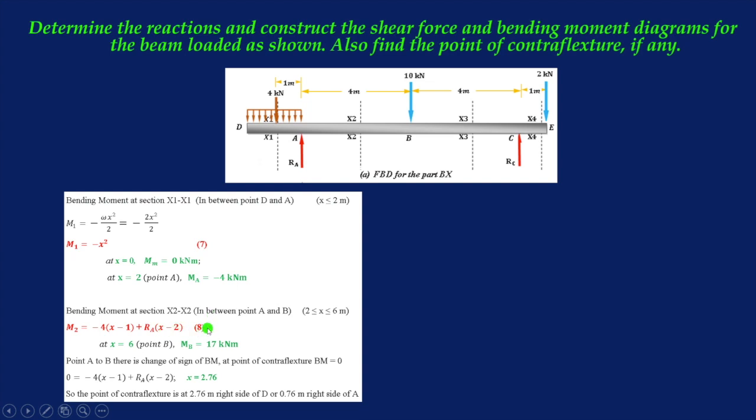We are getting equation 8. And this equation holds good between 2 and 6, here A to B, because in between there are no other forces. So this equation holds good between 2 meter and 6 meter. Here the distance from D is 2 meter and here it is 6 meter. Now substitute the value at x equals 6, and we get 17 kilonewton meters.